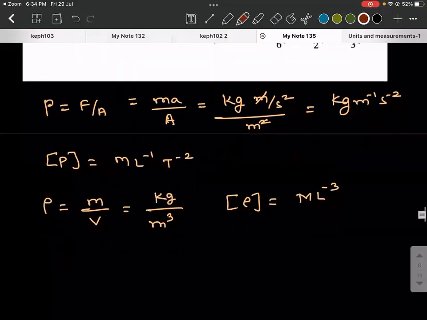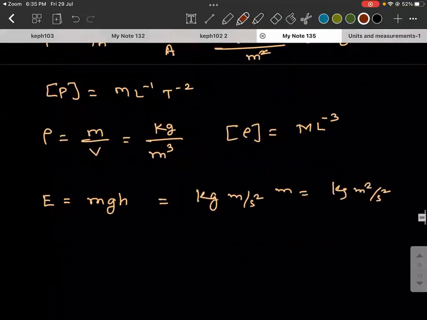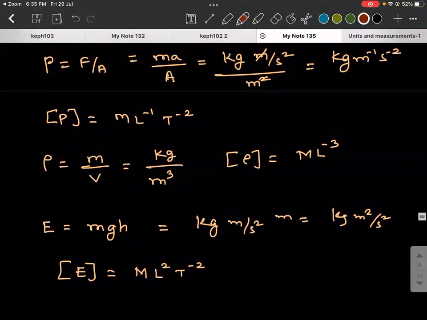Similarly, what is energy? Energy might be slightly difficult for you, but still you can do it. You can say E is equal to mc square, or you can think of gravitational potential energy, mgh, or you can think of half mv square, that is also kinetic energy. M is measured in kilogram. Acceleration due to gravity is meter per second square. What is height? Meter. So kilogram meter square per second square. What is the dimensional formula of E? M L square T minus 2. Is there any doubt till here? Is everyone clear with this?